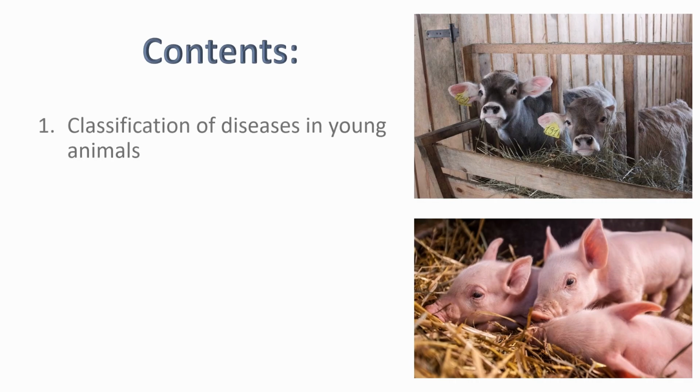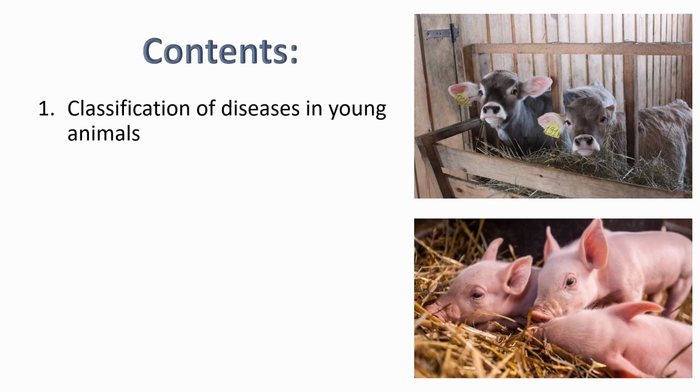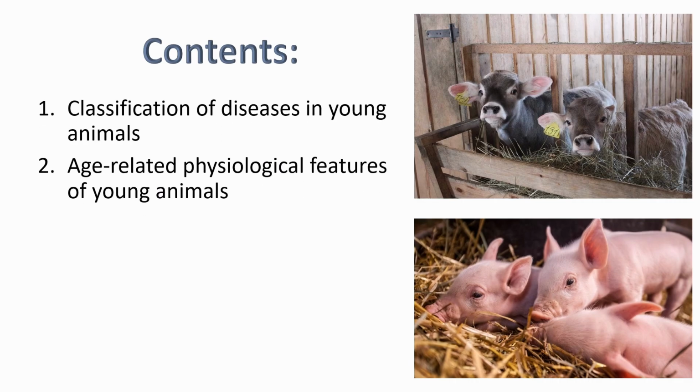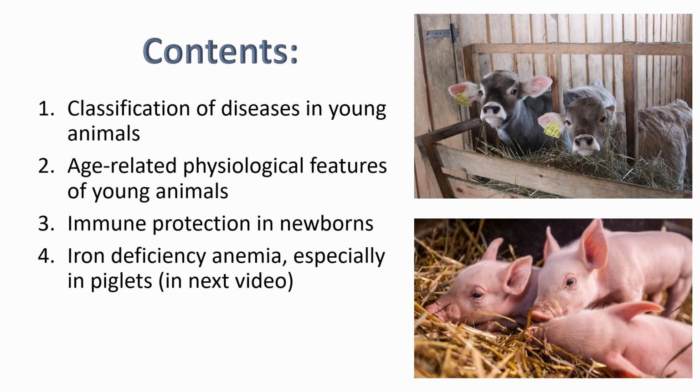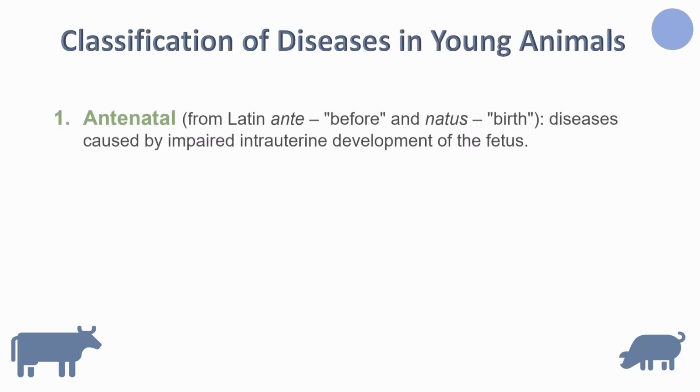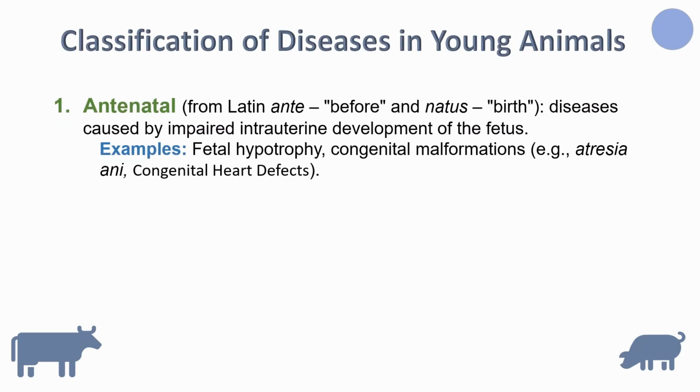So, today's agenda: classification of diseases in young animals, age-related physiological features of young animals, immune protection in newborns, and iron deficiency anemia, focusing on piglets, to be covered in detail in the next video. Now let's look at how we classify these diseases based on when they occur.